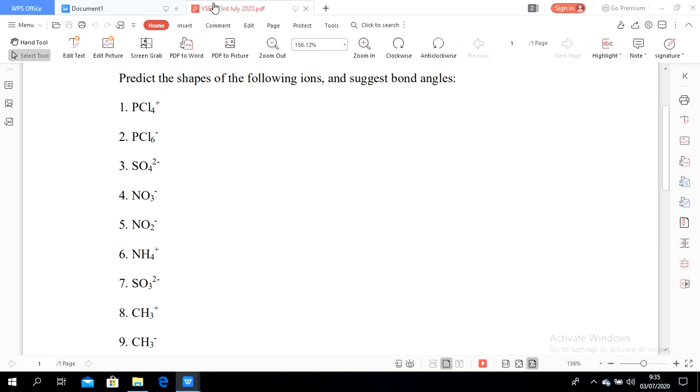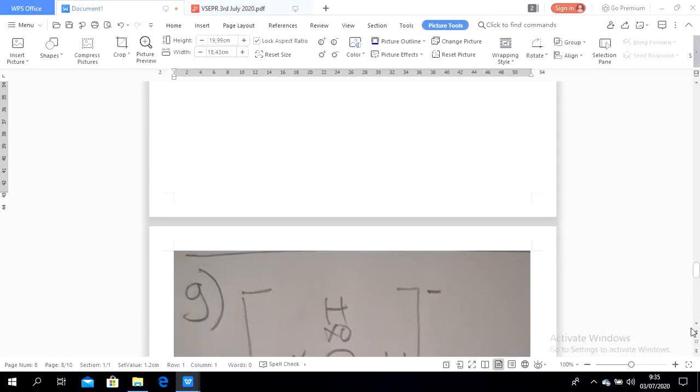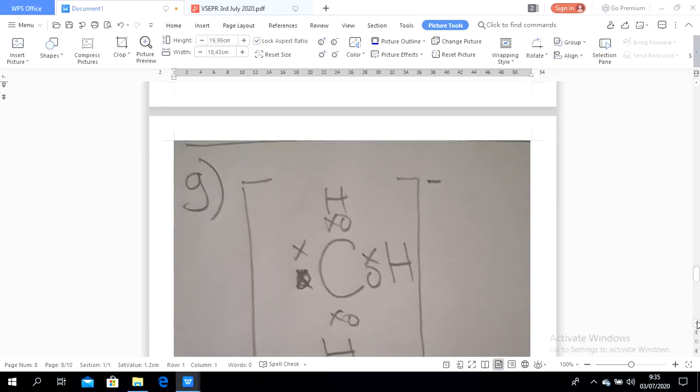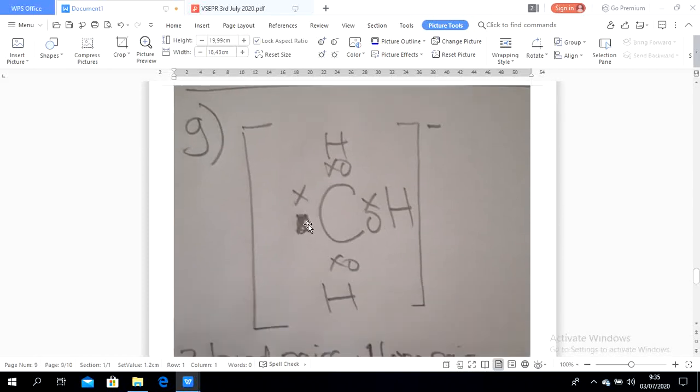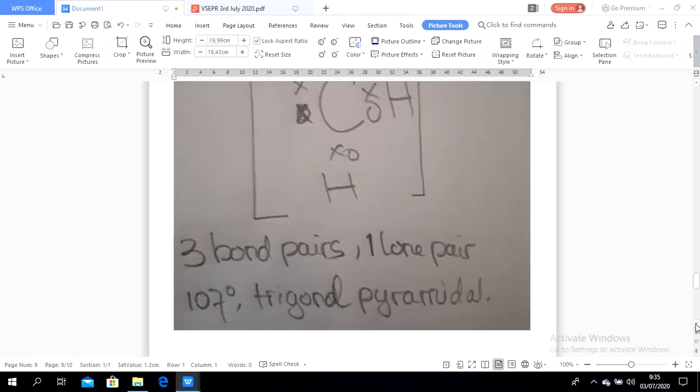But monoatomic ions do not have shapes, and monoatomic molecules do not have either. Examples of monoatomic molecules are noble gases like krypton, xenon, argon. There is no shape. And then the last question is CH3 negative. CH3 negative ion means it gains an electron. So here there are 3 bond pairs and 1 lone pair. 3 bond pairs and 1 lone pair is trigonal pyramidal with 107 degrees.